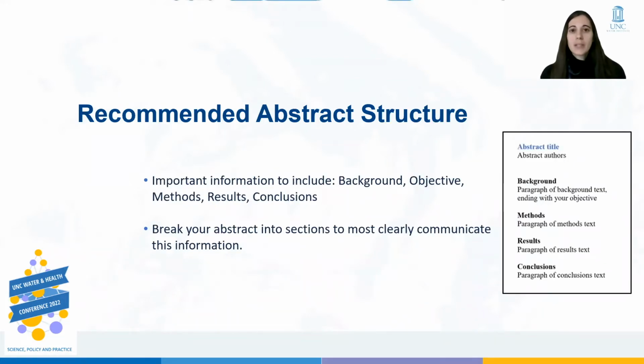It's important to first consider what information should be included in your abstract, and it's important to include all of the necessary information related to the background, the research objective, your methods, your results, and your conclusions. And I recommend that you break the abstract into sections to most clearly communicate this information.